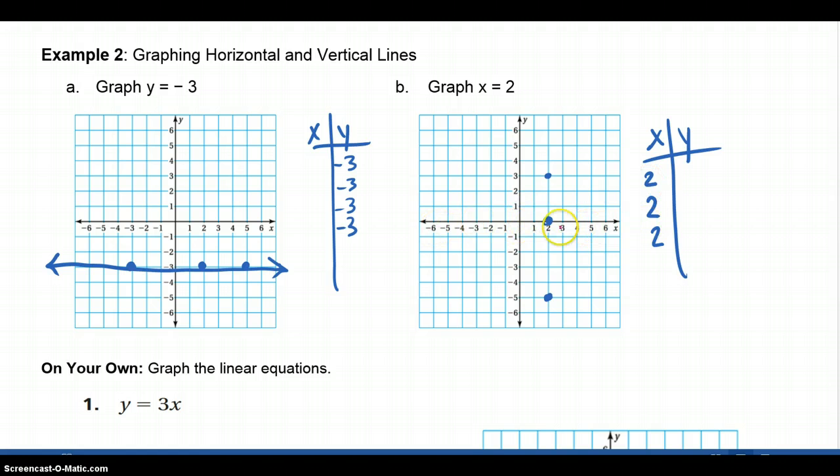Remember, this is the x-axis. So go to where x is 2, and all of the points that make up where x equals 2 is going to be your vertical line.